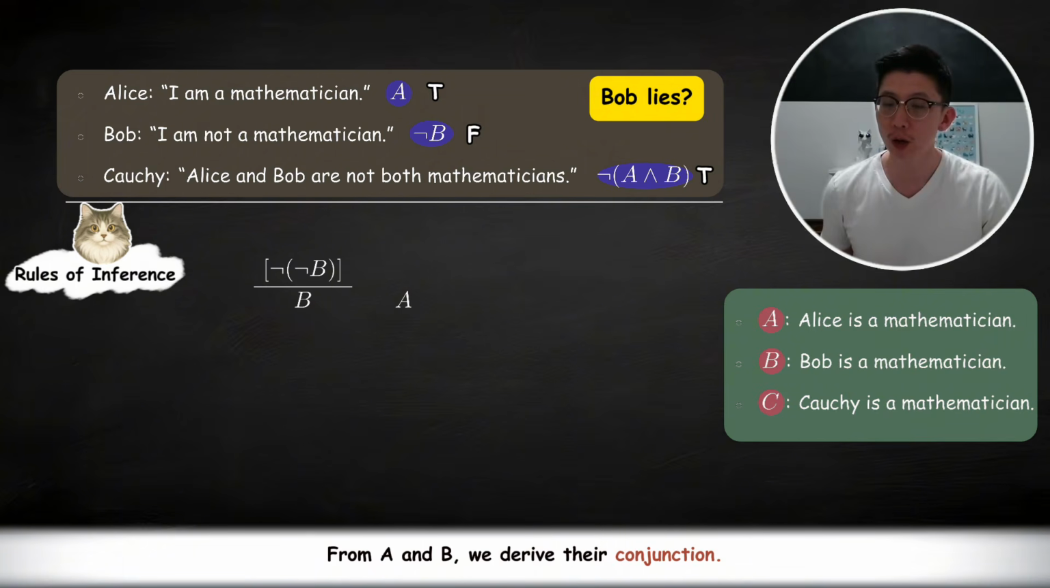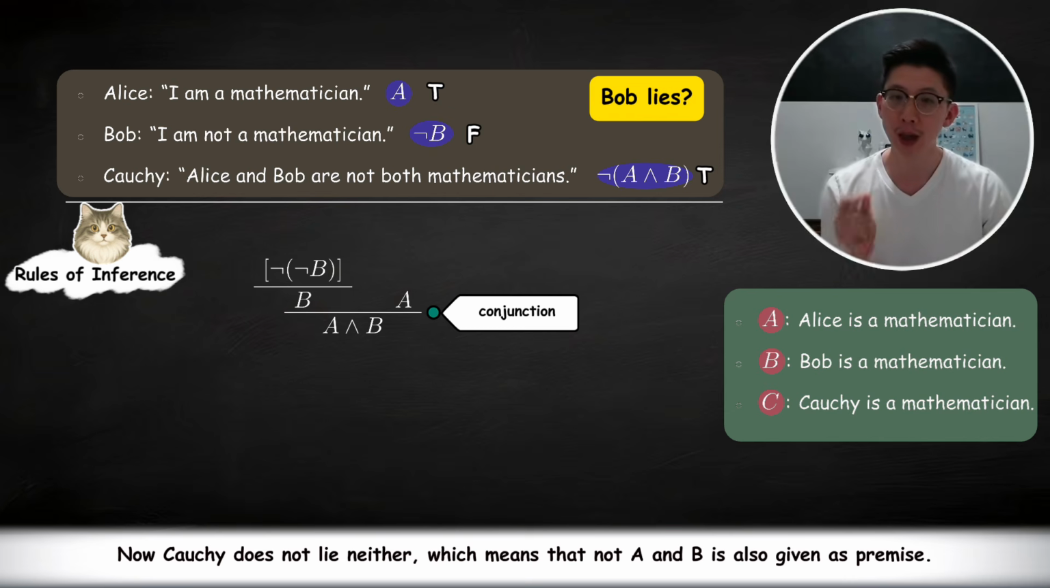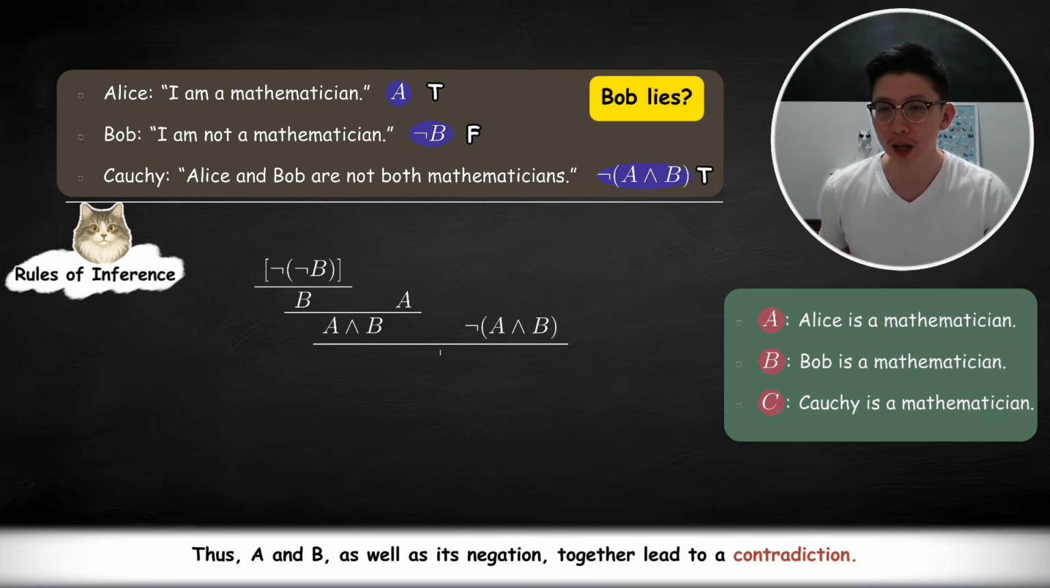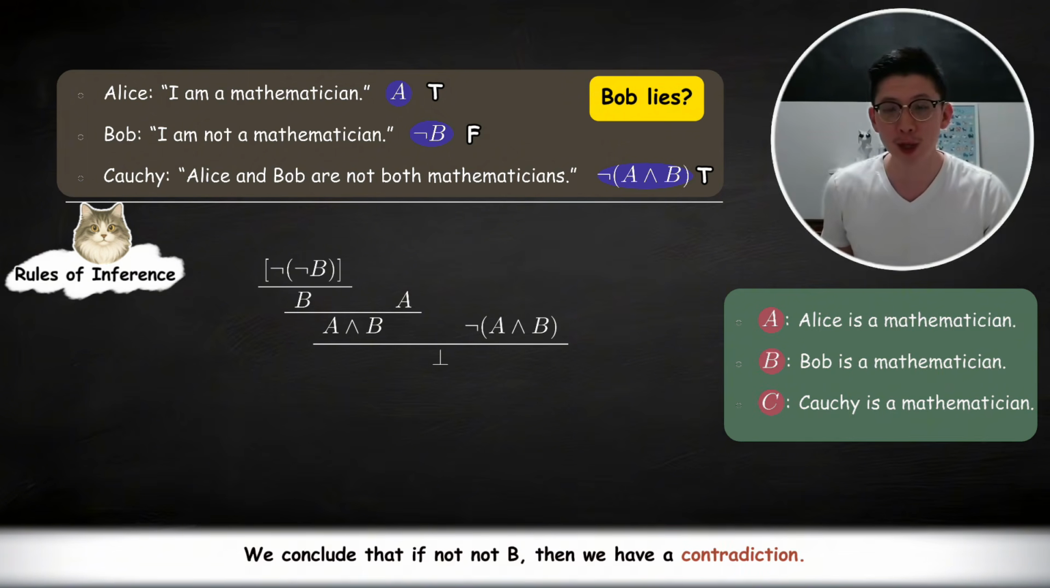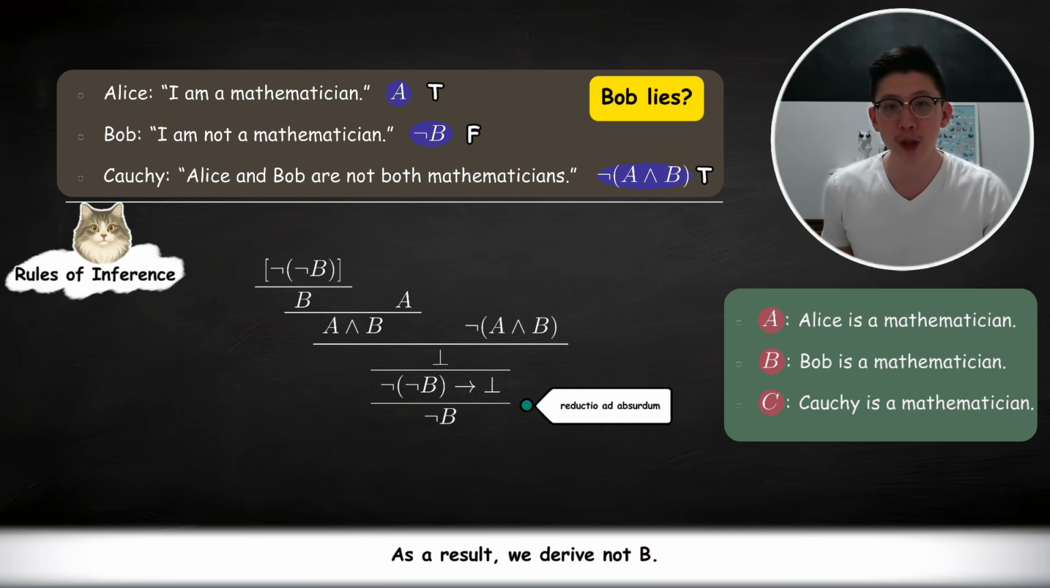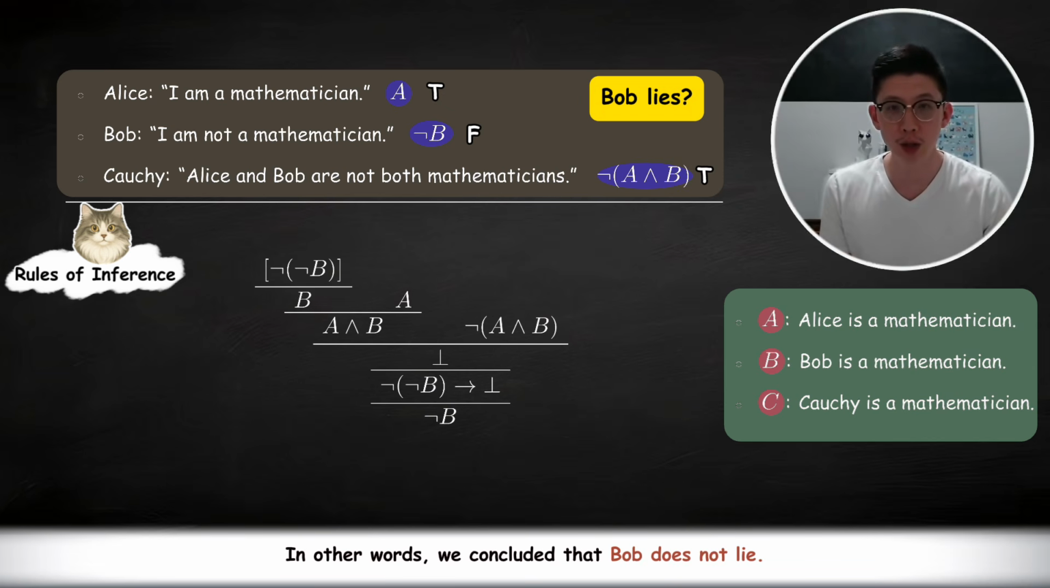From A and B, we derive their conjunction. Now, Cauchy does not lie either, which means that not (A and B) is also given as a premise. Thus, A and B, as well as its negation, together lead to a contradiction. We conclude that if not B, then we have a contradiction. As a result, we derive B. In other words, we concluded that Bob does not lie.